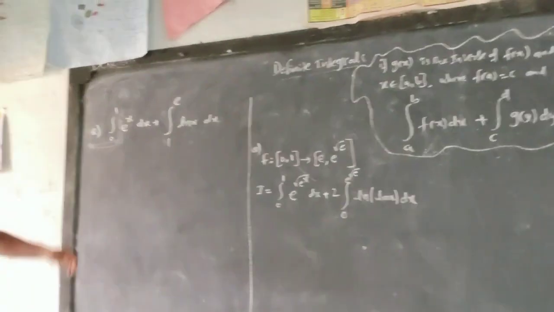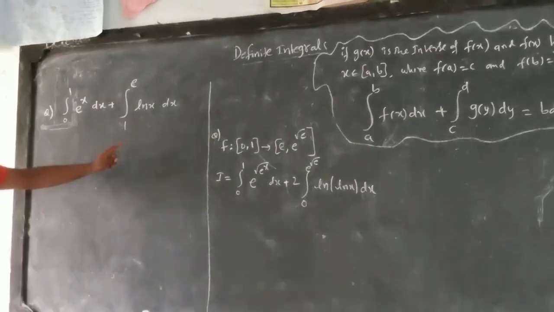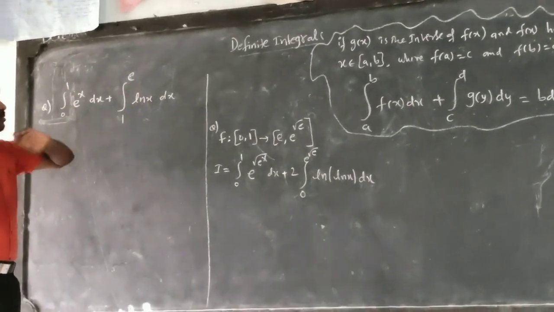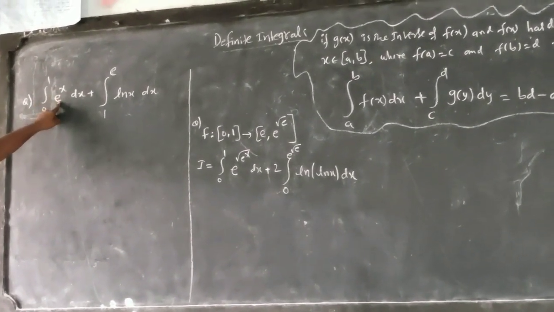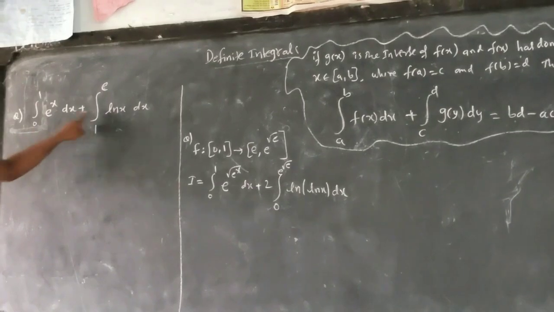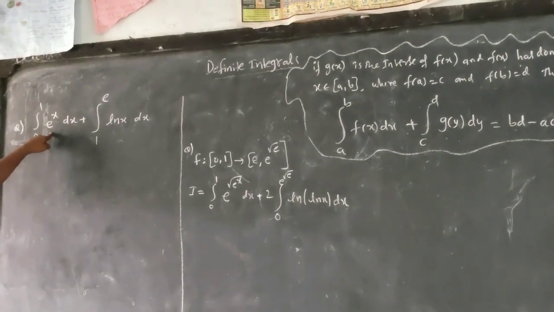Let us see an example for that. Integration 0 to 1 of e power x dx plus integration 1 to e of ln x dx. Tell me, e power x means exponential. What is the inverse of exponential? Log. So these both are inverse to each other. Just simply you can see that.